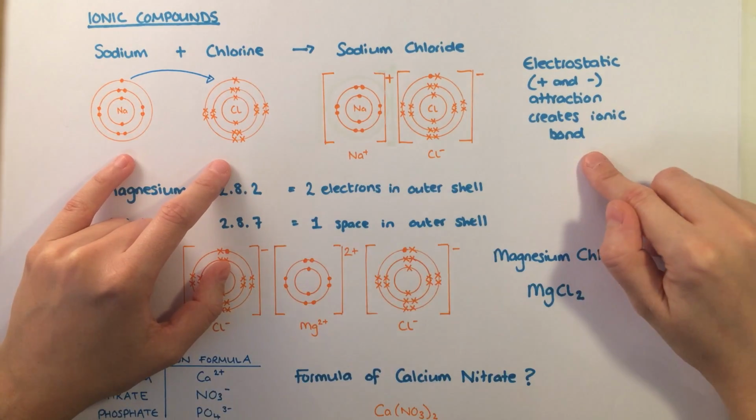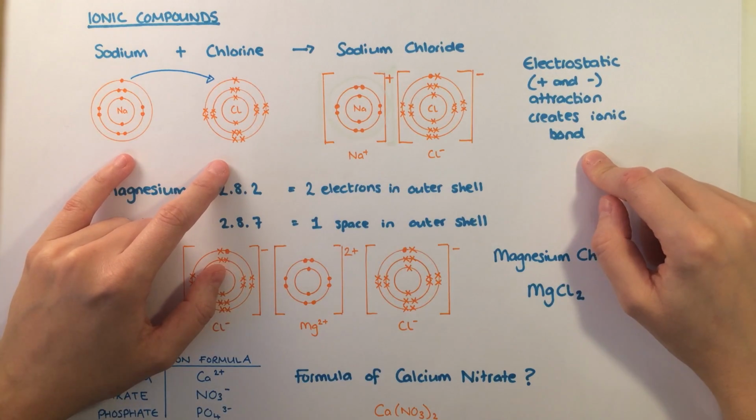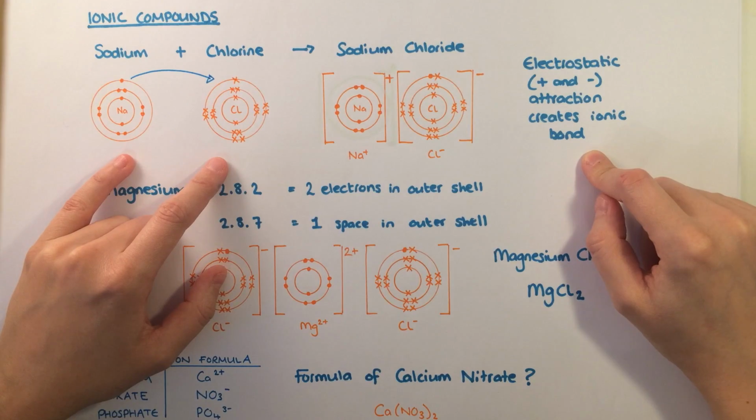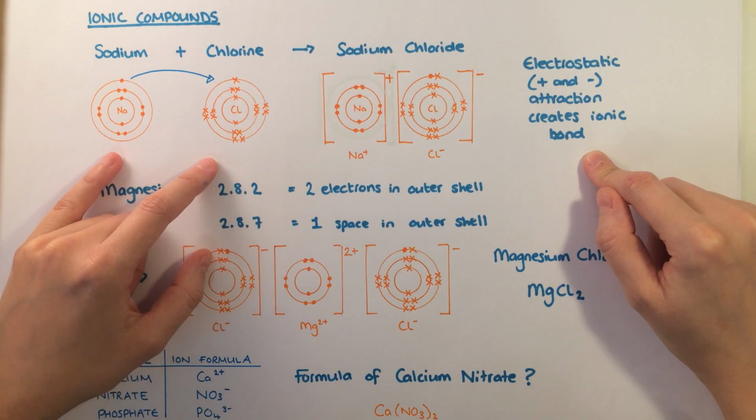We know from physics that opposites attract, and this electrostatic attraction creates a strong ionic bond between the two atoms.